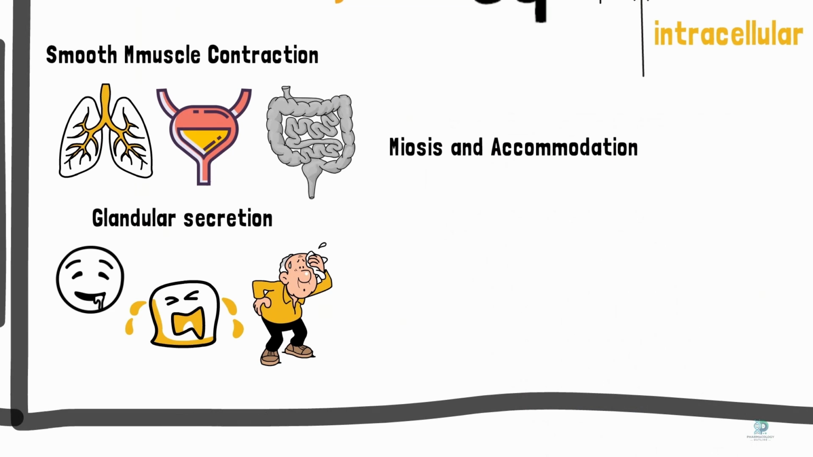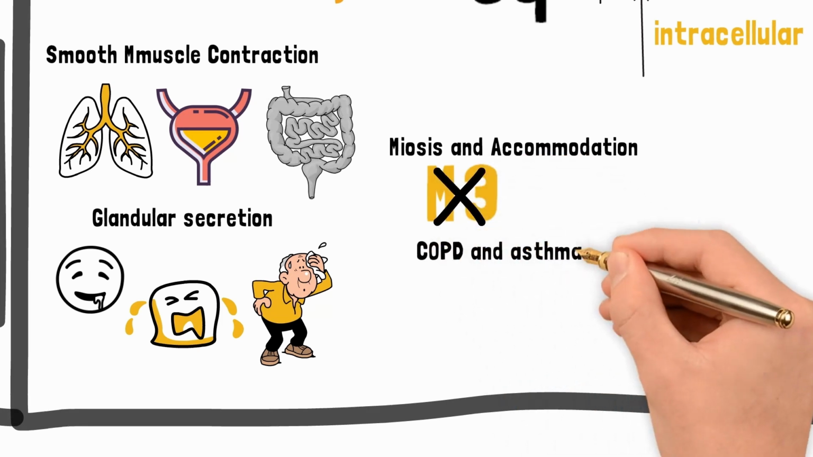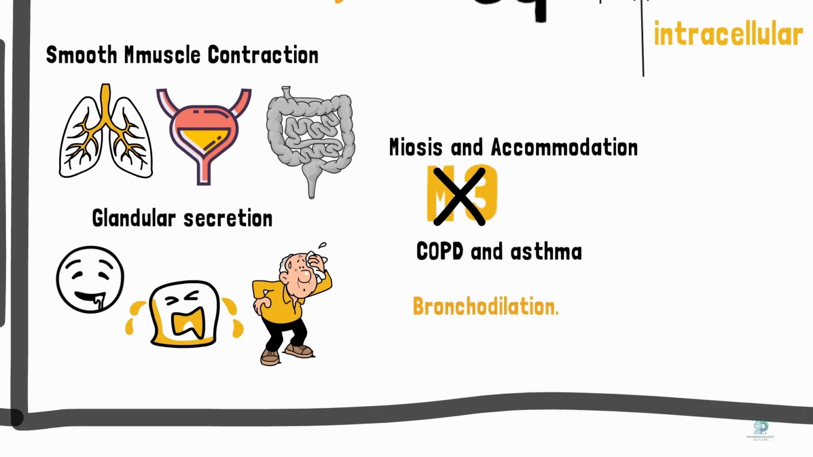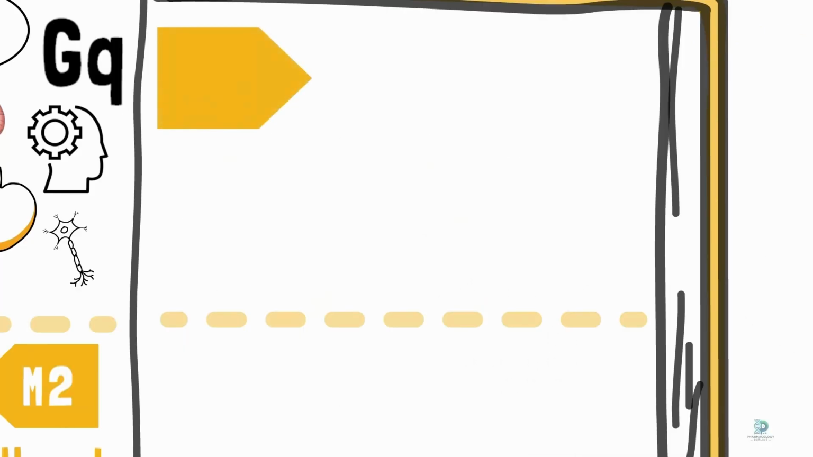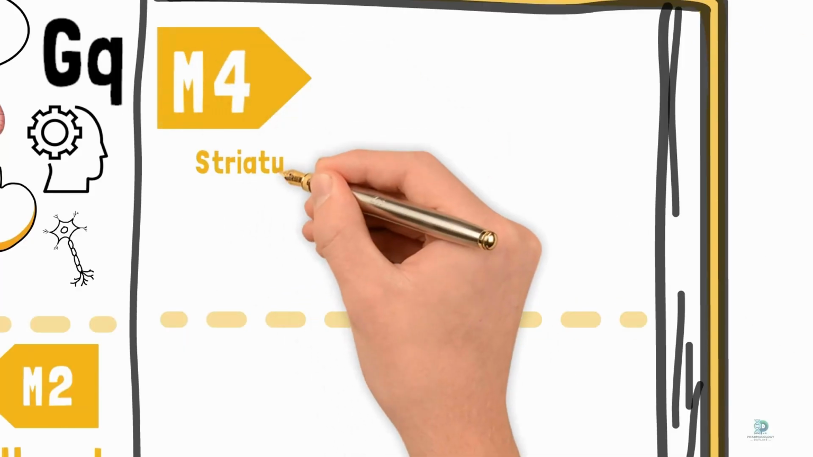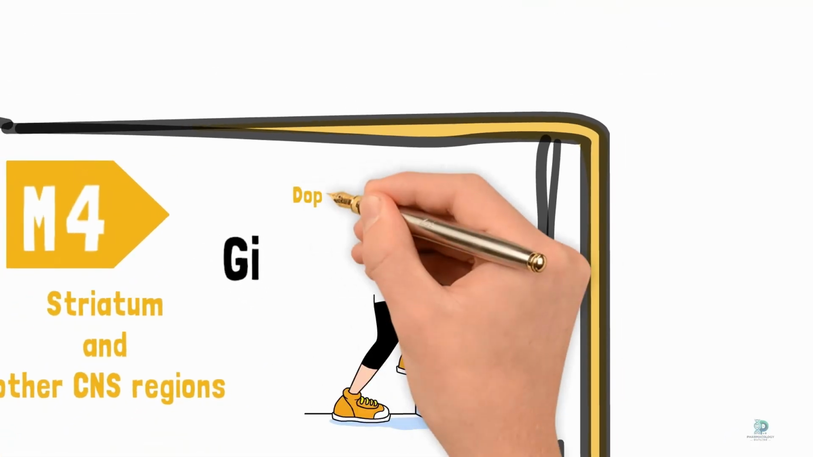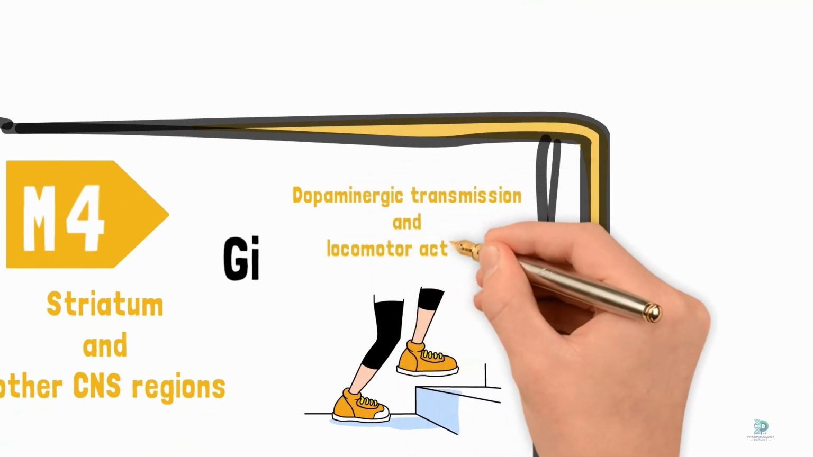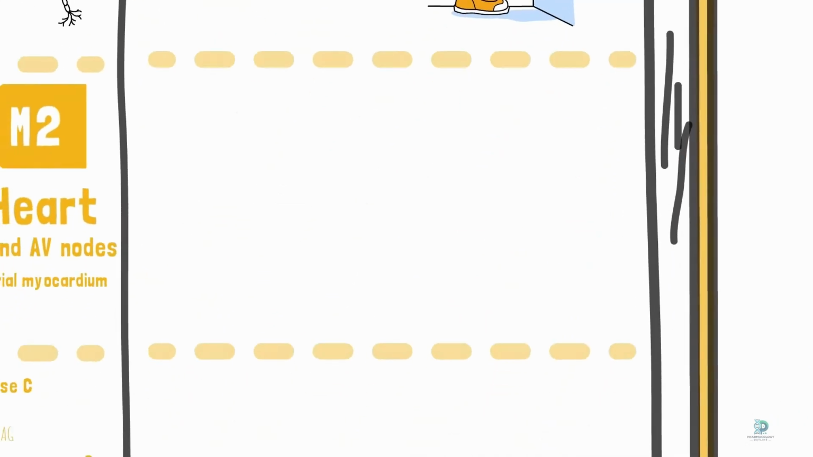Therapeutic relevance: M3 antagonists, like ipratropium and tiotropium, are used in COPD and asthma to induce bronchodilation. M4 receptors are located in striatum and other CNS regions. Signal transduction is Gi function, likely involved in modulation of dopaminergic transmission and locomotor activity.